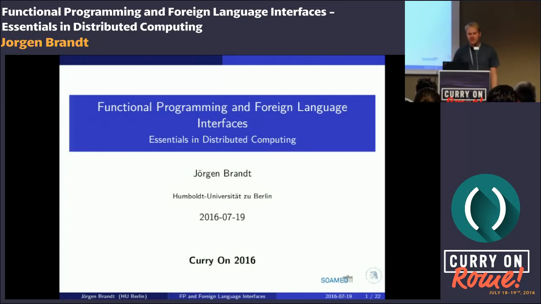Okay. So my name is Jörgen, and I'm going to talk to you today about functional programming and foreign language interfaces, which are, I think, the essentials of distributed computing, but we'll see.